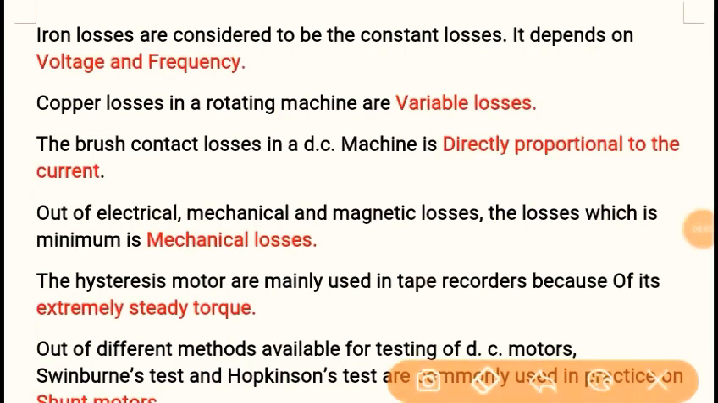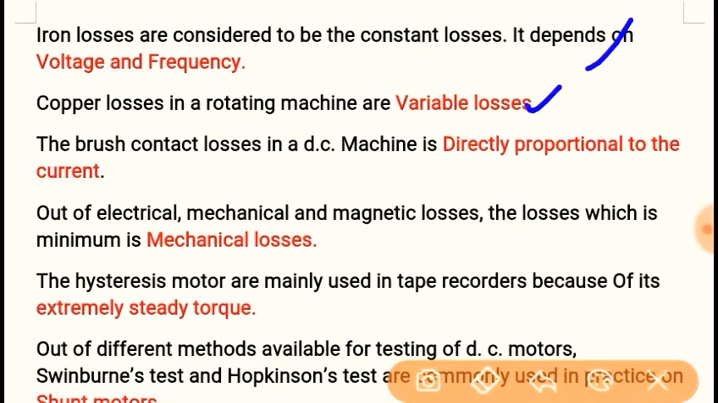In this video, we are going to discuss the most important points in DC machines. I think this video will be very useful for those who are going to write any competitive exams. These are the very basic and most important points. The first point is iron losses are considered to be constant losses. They depend upon voltage and frequency.